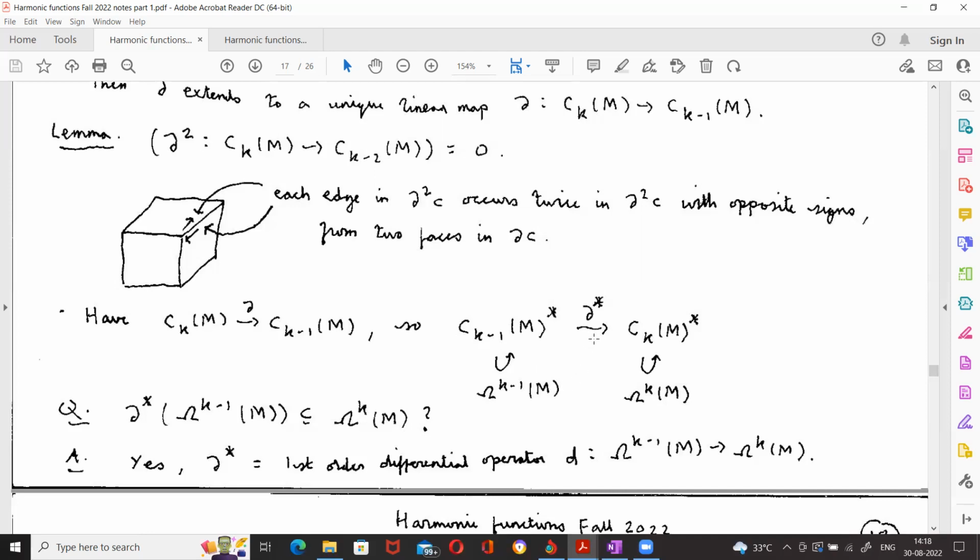The dual of the boundary operator does take K minus 1 forms to K forms. And in fact, the dual of the boundary operator, restricted to the space of K minus 1 forms, is given by a first order differential operator D from K minus 1 forms to K forms, which is in fact what's called the exterior derivative.